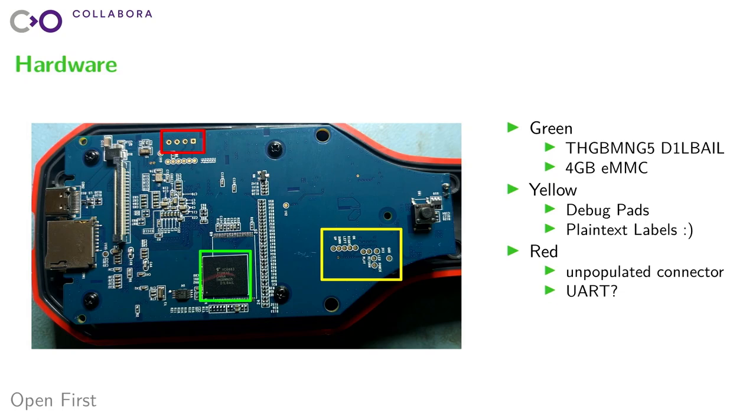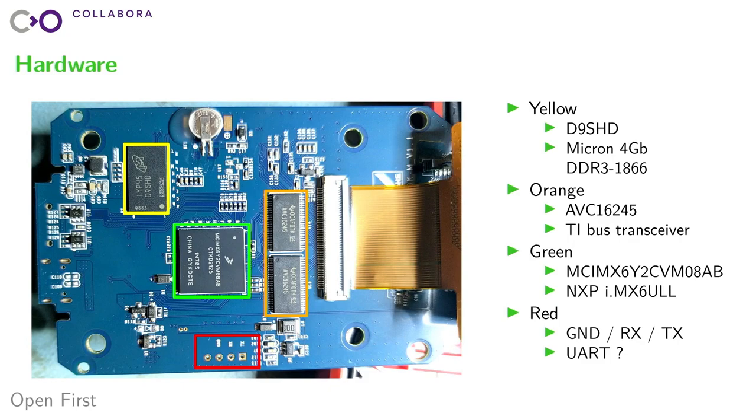Then four interesting pins, and my assumption was that might be a serial interface, but those were not labeled. So the easiest thing to do is, let's look on the other side. There were a bunch more chips. I found memory, then a bus receiver for the display, and also a CPU, an IMX one, and I thought, great, that's supported upstream quite well. So looks good so far. And then the four pins from the other side: on this side, they are actually labeled with RX, TX, and ground. So most likely they are serial.